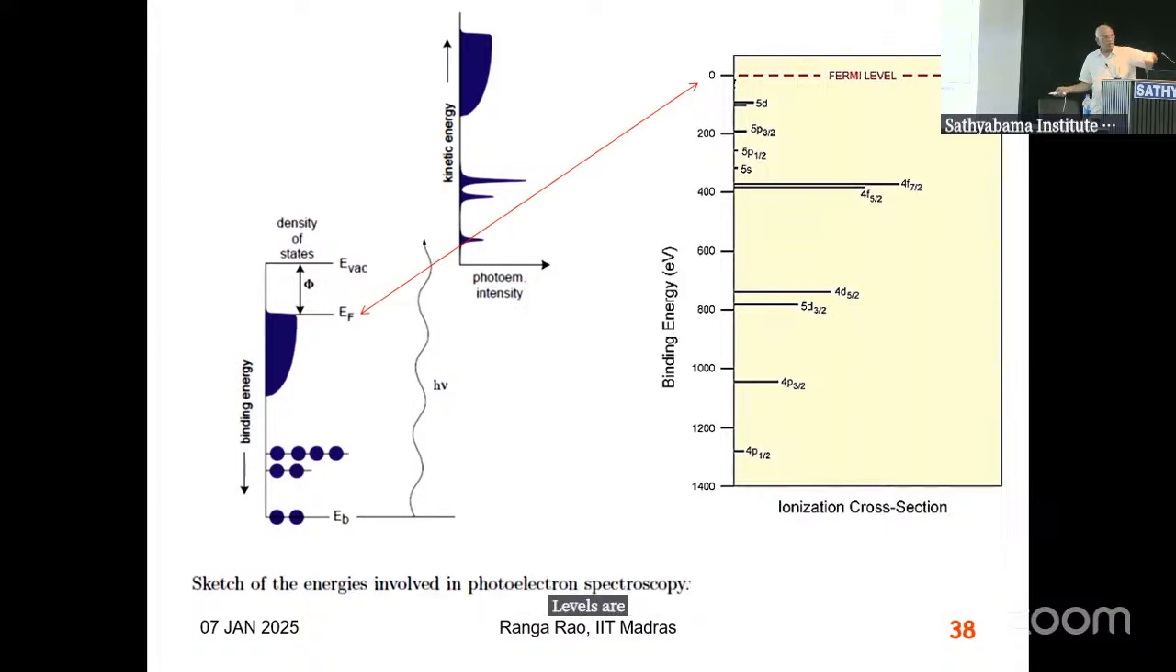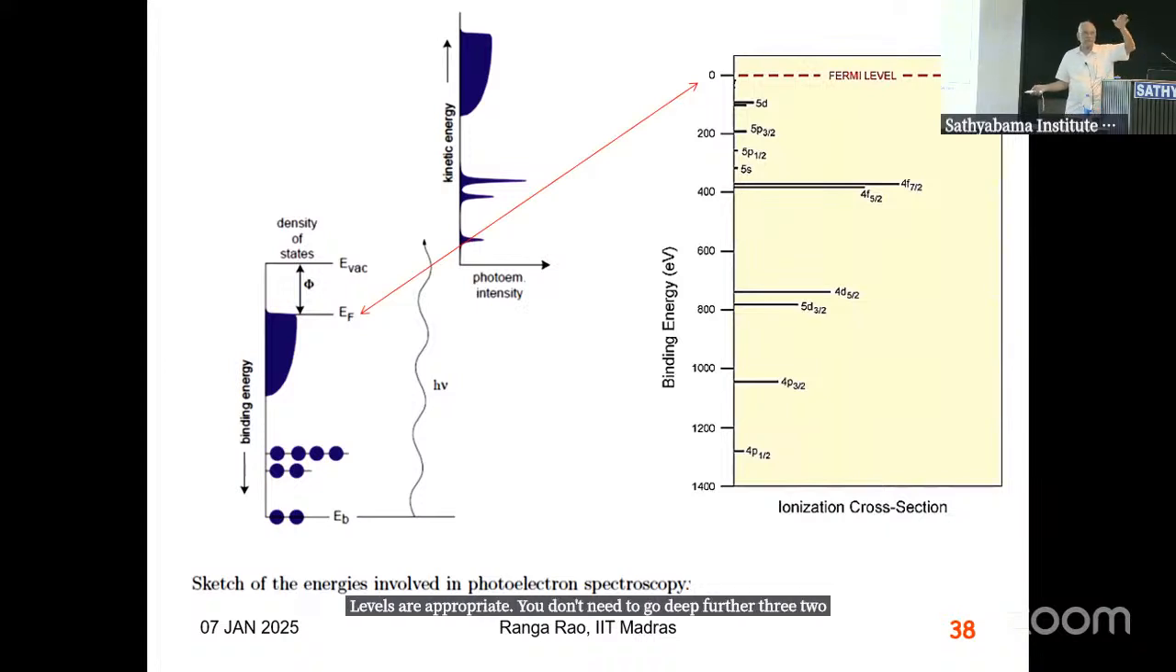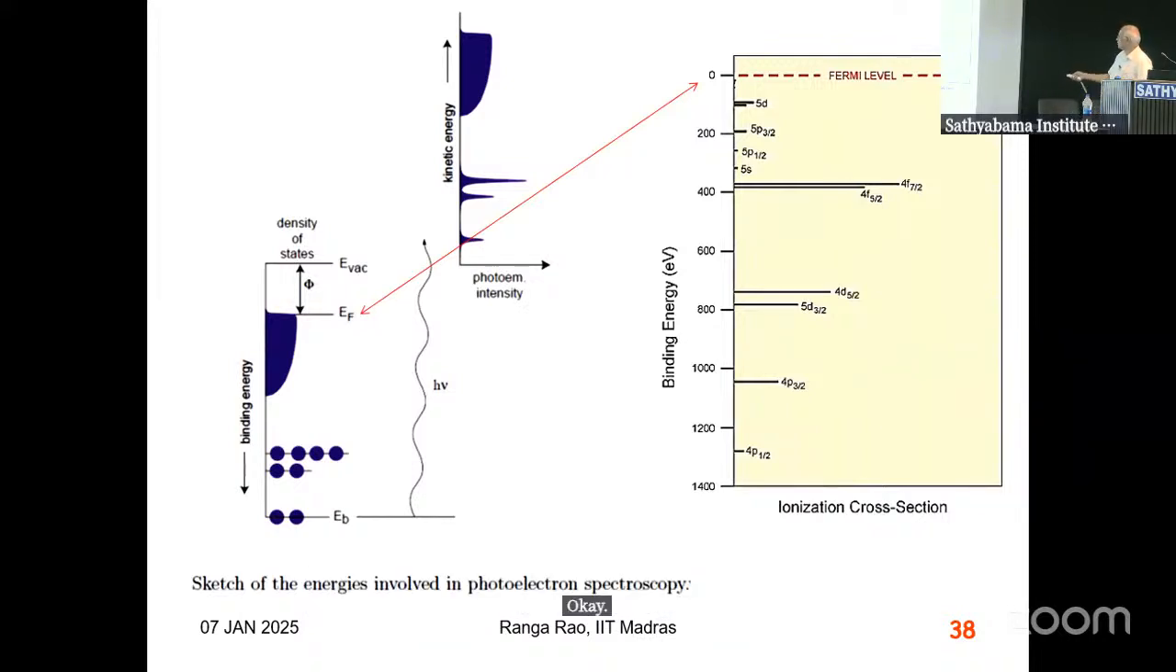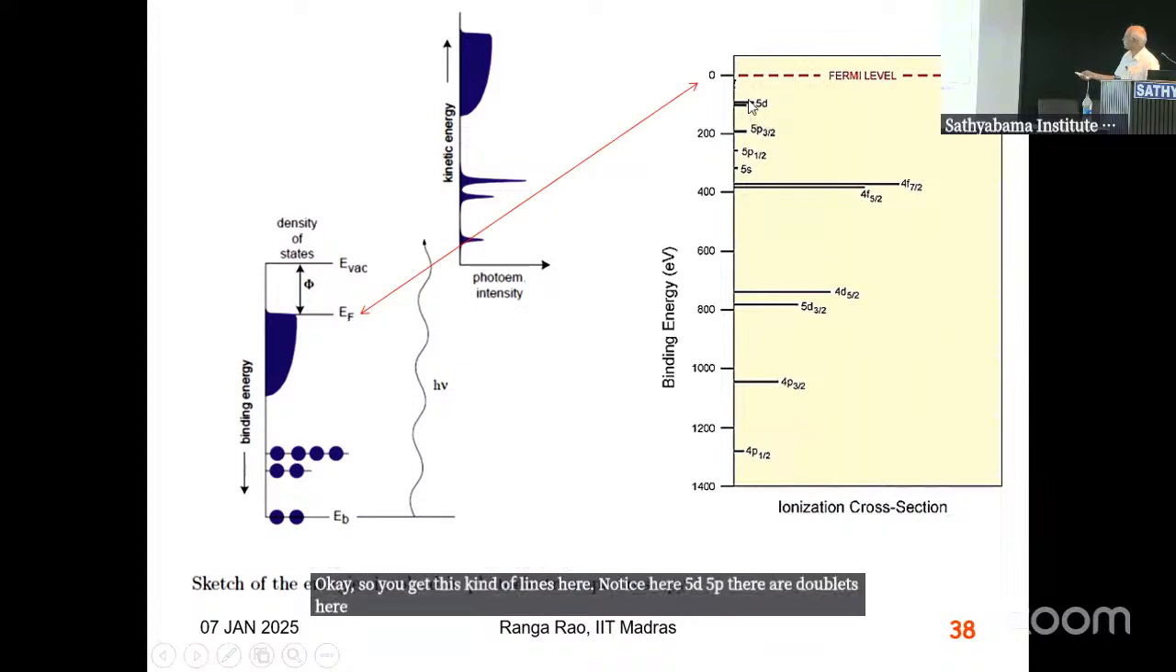You don't need to go deeper. N equals 3, 2, you don't need, because this is enough to get information about the sample and the elements present in the sample. Okay, so you get this kind of lines here. Notice here 5D, 5P, there are doublets here. You see there's a doublet here. 5P, 5D have doublets, 5S there is no doublet.